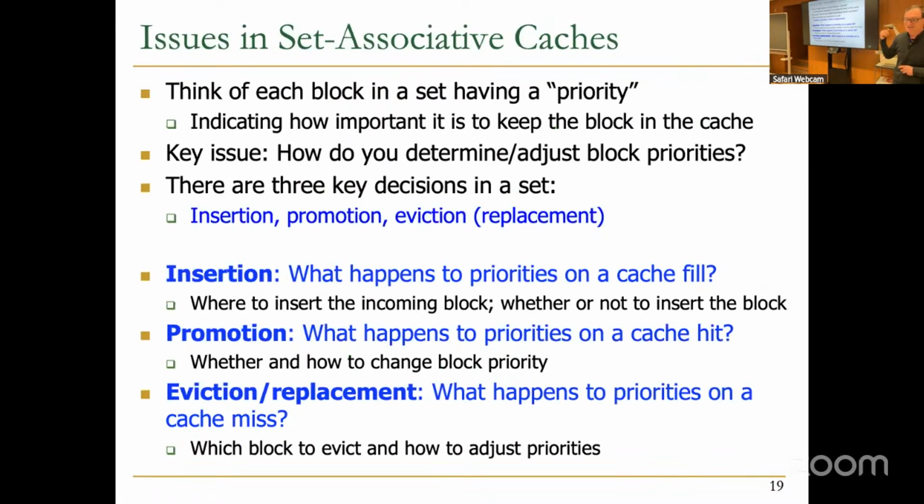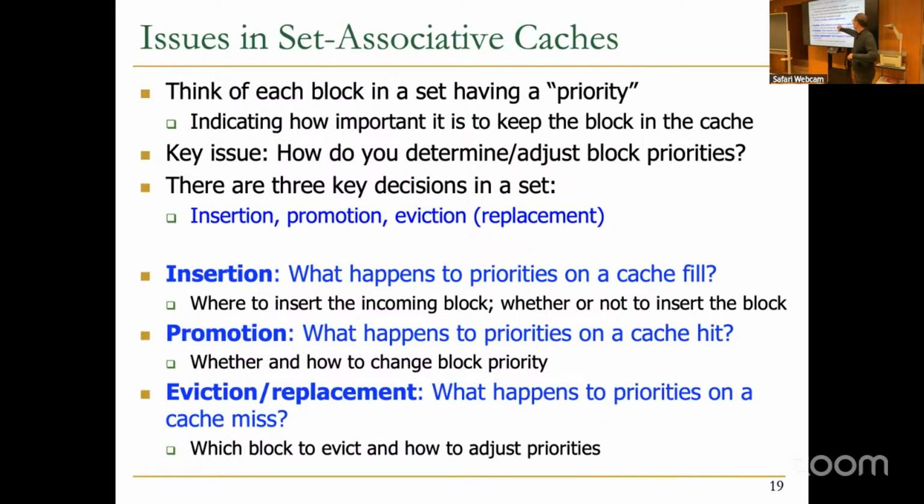Okay, so these are some slides from my DDCA lectures. Let's talk about caches quickly. You've seen set associative caches, for example, right? 4-way, 8-way associative caches. I like thinking of set associative caches as systems where each block has a priority level in a set. It indicates how important it is to keep the block in the cache, right? And the key issue in general in caching is how do you determine and adjust the block priorities, right? So there are usually 3 key decisions you make in a set: when you insert the block, when you promote the block, and when you evict or replace the block.